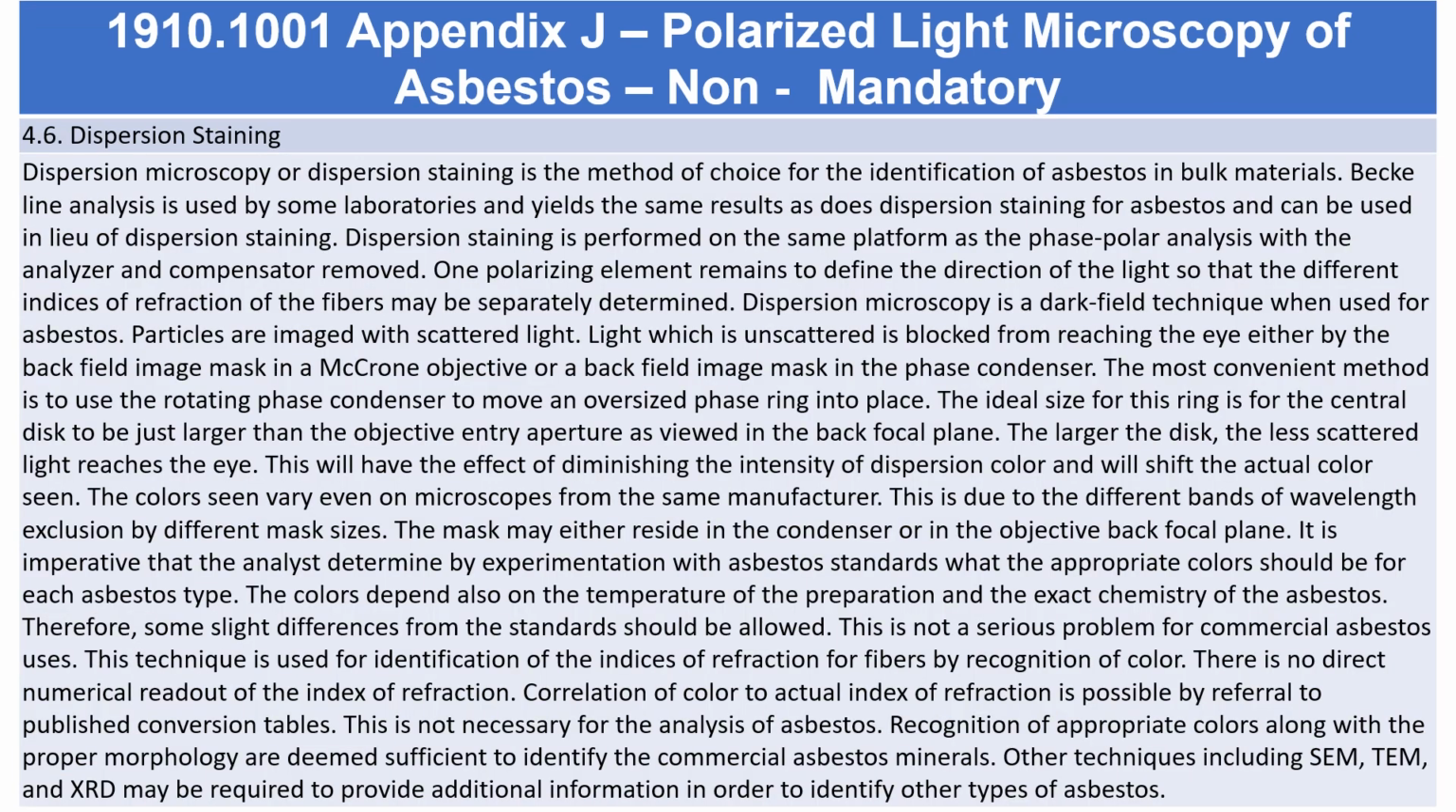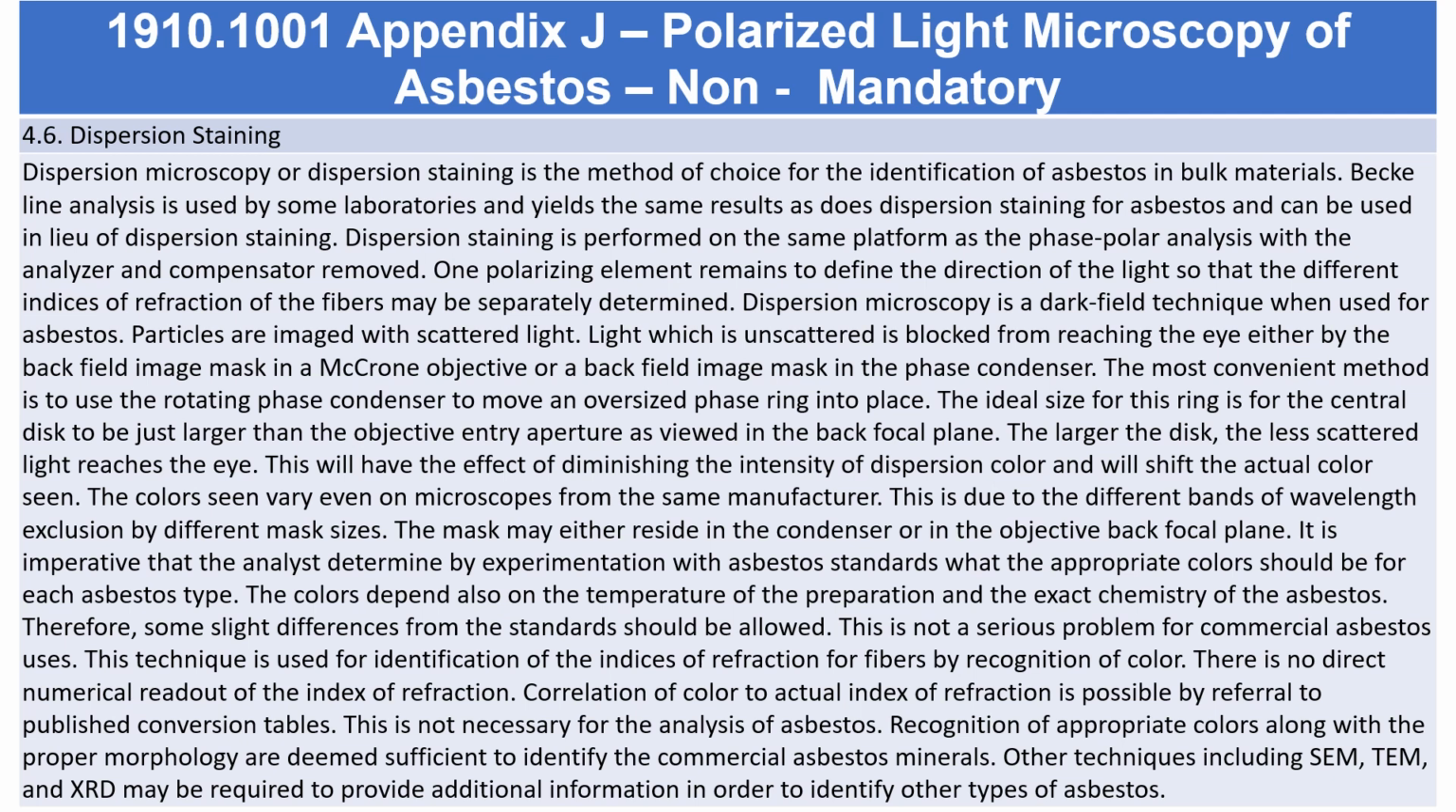4.6. Dispersion staining. Dispersion microscopy or dispersion staining is the method of choice for the identification of asbestos in bulk materials. Becke line analysis is used by some laboratories and yields the same results as does dispersion staining for asbestos and can be used in lieu of dispersion staining. Dispersion staining is performed on the same platform as the phase polar analysis with the analyzer and compensator removed. One polarizing element remains to define the direction of the light so that the different indices of refraction of the fibers may be separately determined.